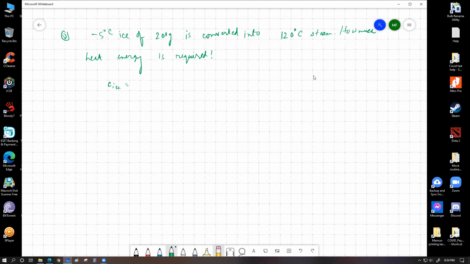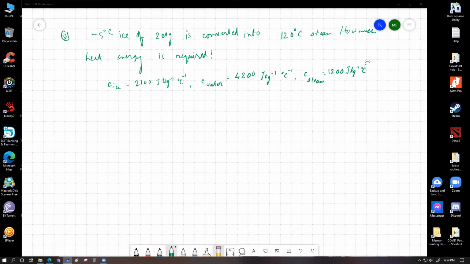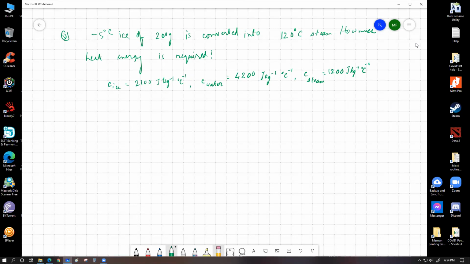C of ice equals 2100 joule per kg per degree Celsius. C of water equals 4200 joule per kg per degree Celsius, and then C of steam equals 1200 joule per kg per degree Celsius. These are all the specific heat capacities of those three individual states: ice, water, and steam.